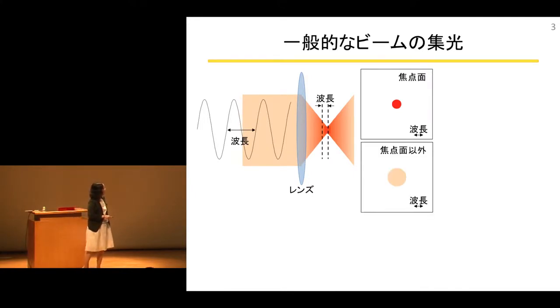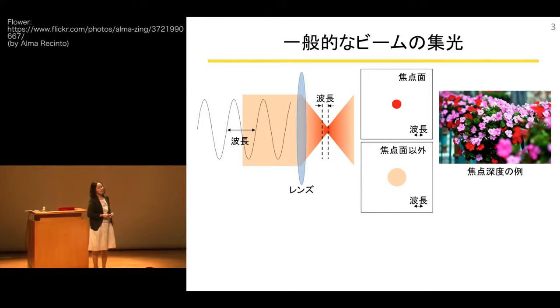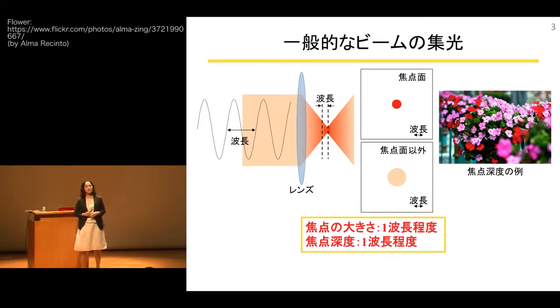If you go a little bit apart from the focal point, then the light is dispersed, and the focal point becomes out of focus because of the focus depth. Like in this picture, when it's in focus, the flower looks very clear, but in the out-of-focus area in front of the flower, the image is blurred. Generally, we call it focus depth. The size of the focus point is about 1 wavelength, and the depth is also about 1 wavelength. So that was the limit.